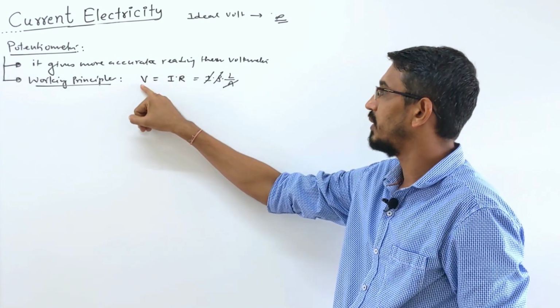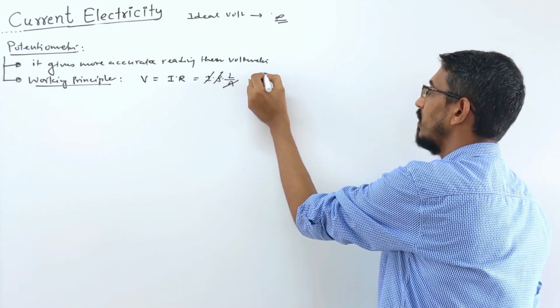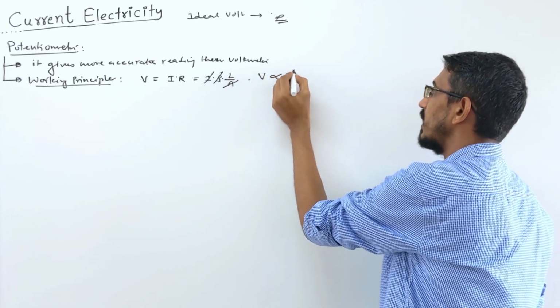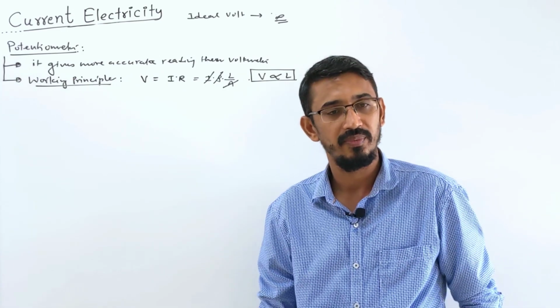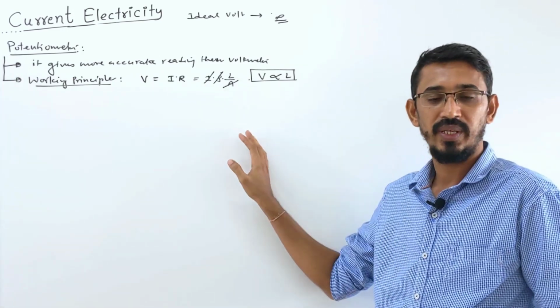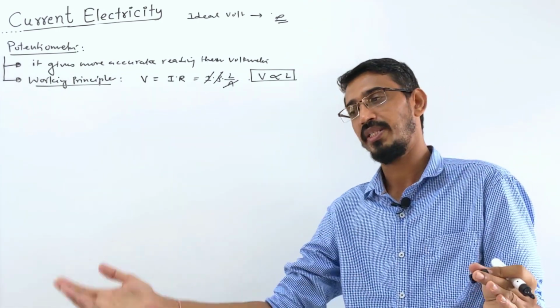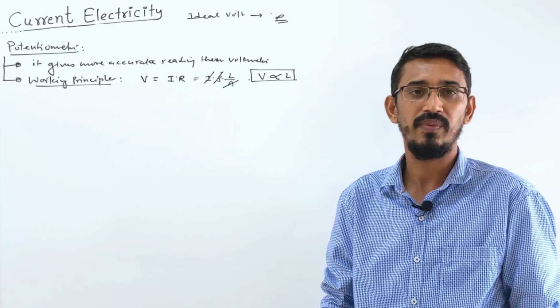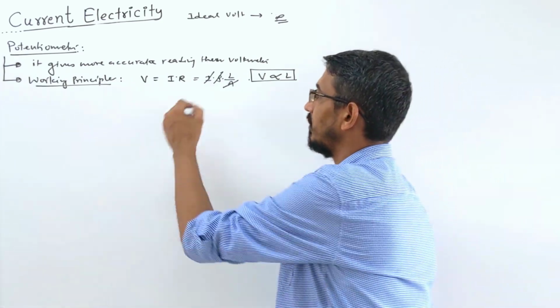So the potential drop in that wire is directly proportional to the length of the wire. The voltage drop in a uniform wire is directly proportional to the length of the wire. This is the working principle. Suppose you have a 50 centimeter length and the potential drop is 2 volt; if you make it 100 centimeter, then the potential drop also becomes double. So the potential drop is proportional to the length of the wire.